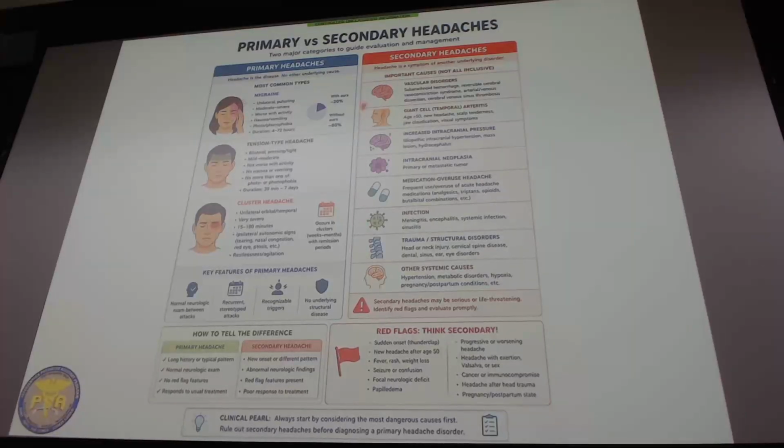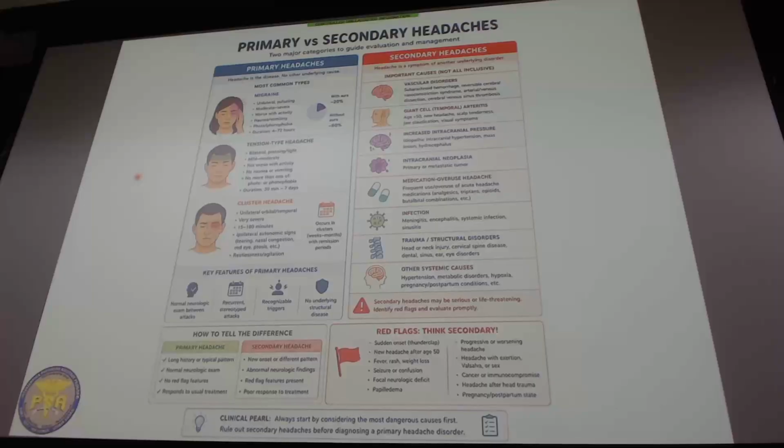You guys want any of these ones? I don't want a vascular disorder. I don't want giant cell arteritis. None of these are great things to have. So that's why we're ruling out the more scary underlying things before we jump into a diagnosis of primary headaches. Are you guys familiar with the idea of diagnosis of exclusion?